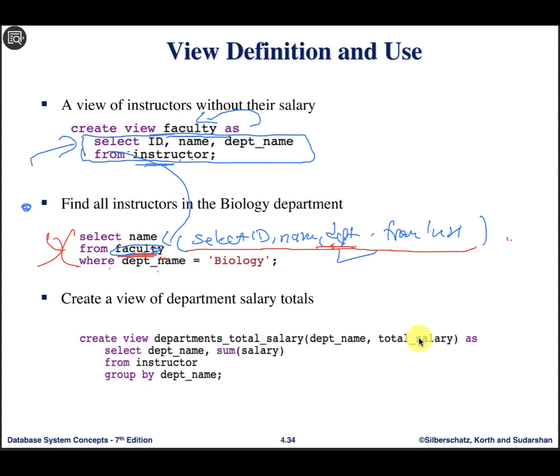Create a view, for example, department total salary, that contains two attributes, department name and total salary, and this is the SQL query used in order to create this view. So inside the system, we're going to create a new relation called department total salary, and inside this one it's going to give me the SQL query like this. It's going to be stored here. So it looks like you create a SQL query and give it a name in order to use it as a view. Okay.